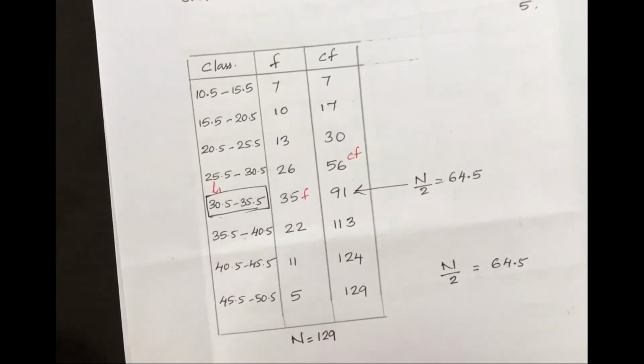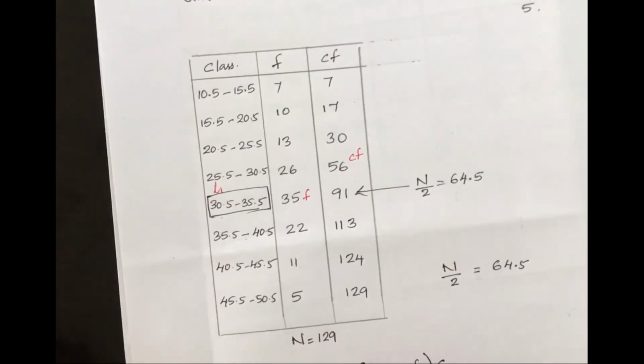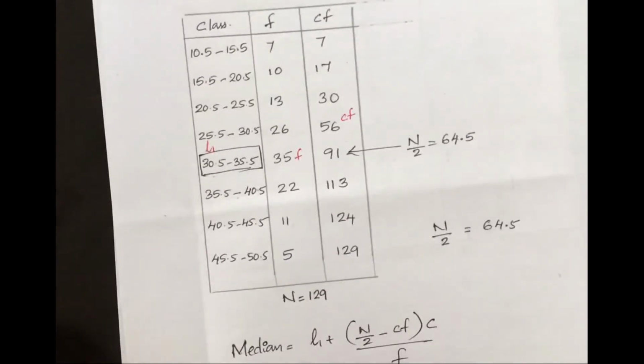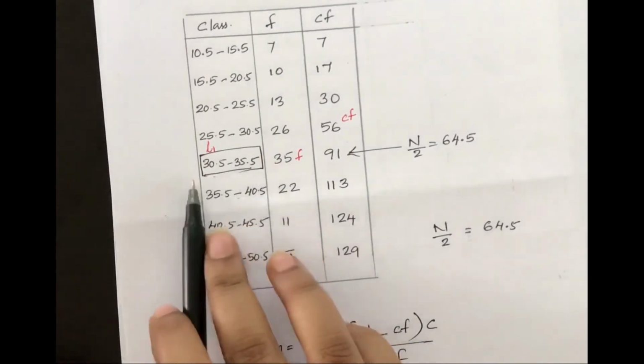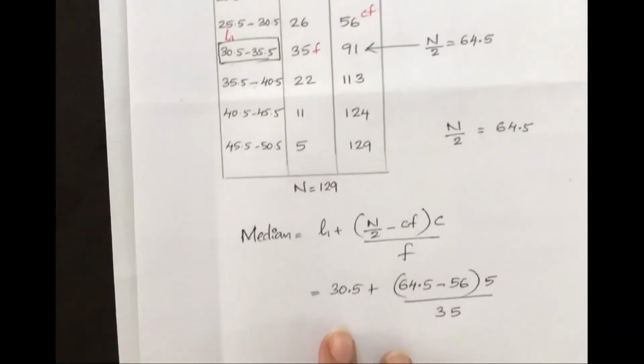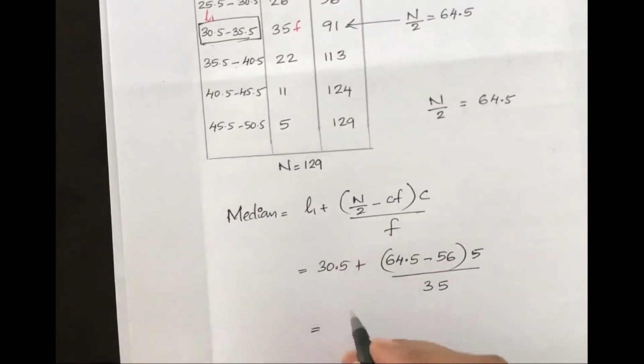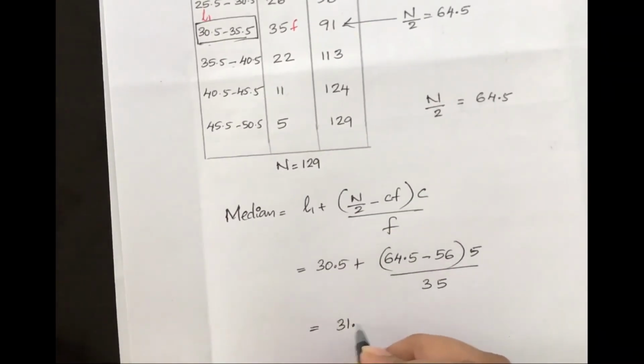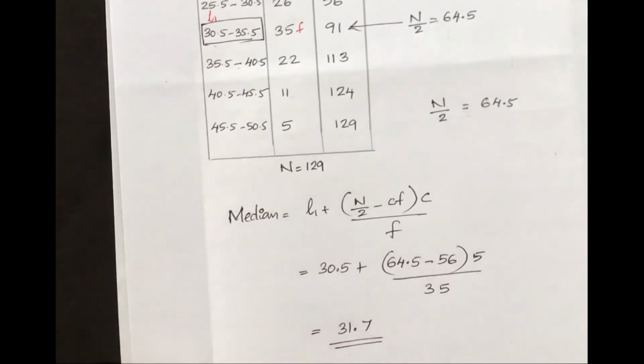So median is equal to L1 plus n by 2 minus CF into C divided by F. So substitute the values. 30.5 plus 64.5 minus 56, class interval is 35.5 minus 30.5, that is 5, divided by 35. When we are solving it, we will get median is equal to 31.7. Okay.